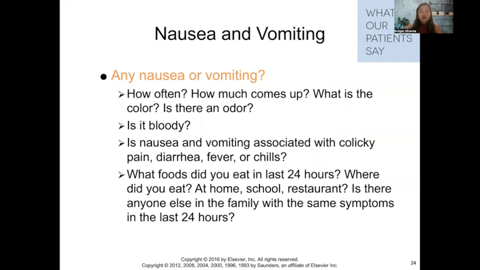Do you have nausea, diarrhea, fever, and chills? I also want to ask what they've eaten in the last 24 hours, trying to eliminate that it may be some type of gastritis or that they're experiencing some food poisoning. And you want to address the question of what they were eating and where and who they were eating with.